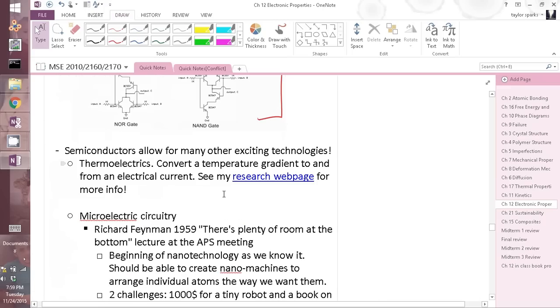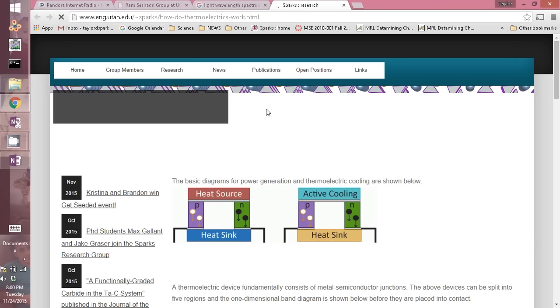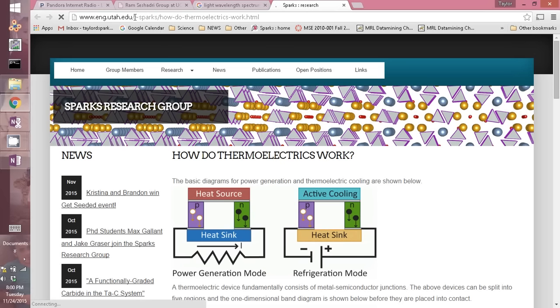So just to wrap up, maybe 5 minutes left, I'll just say that semiconductors really have been the basis of just incredible technologies. For example, thermoelectrics, I'll have this in class tomorrow. Thermoelectrics are devices that can convert a temperature gradient to and from an electrical current, and you can understand exactly how these work by taking a look at my website at eng.utah.edu/sparks.